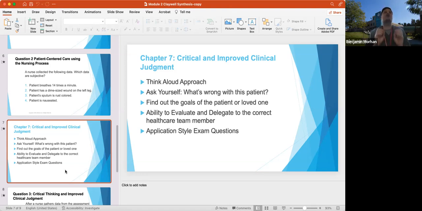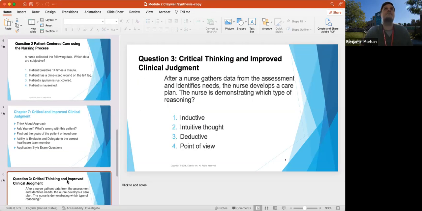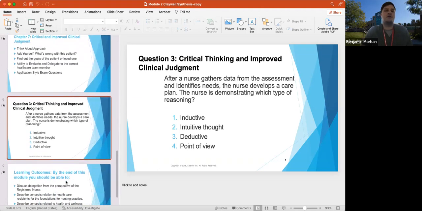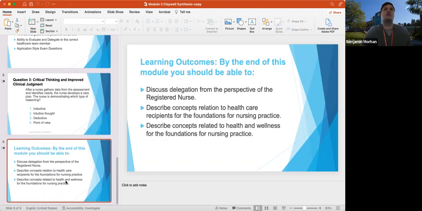So question 3 is critical thinking and improved clinical judgment. Answer the question on your Word doc, just posted for module 2.